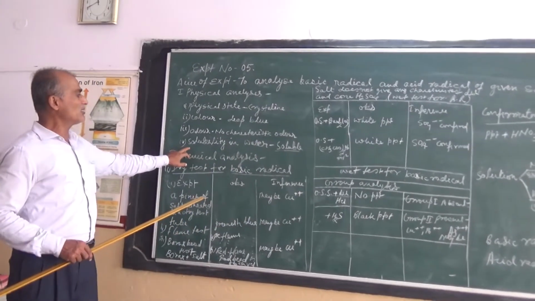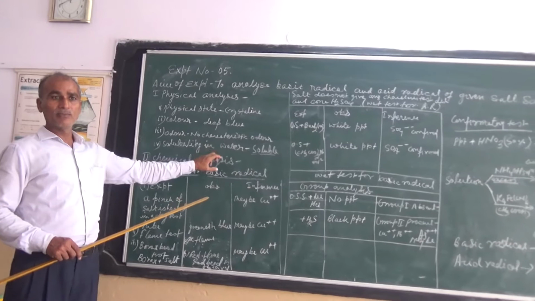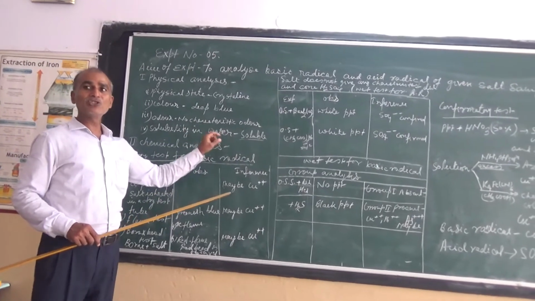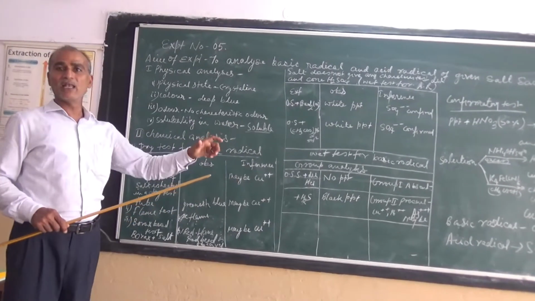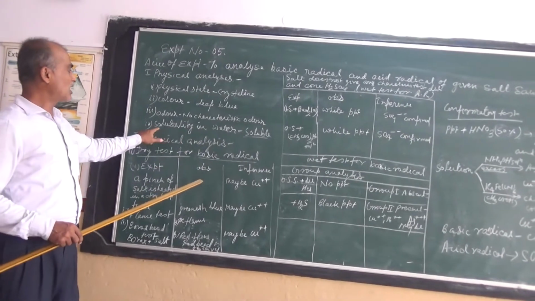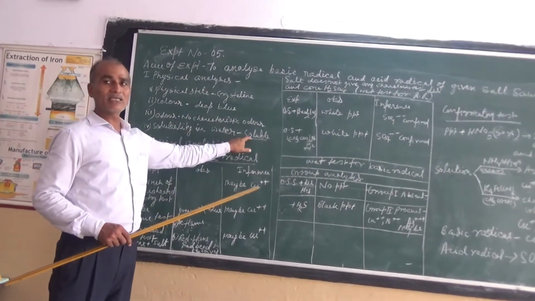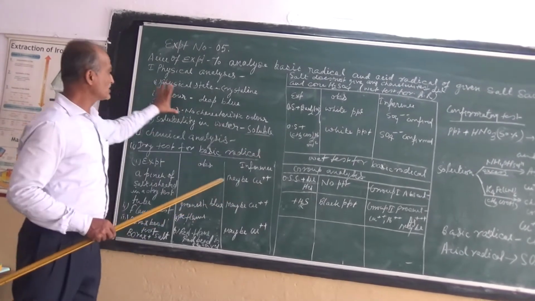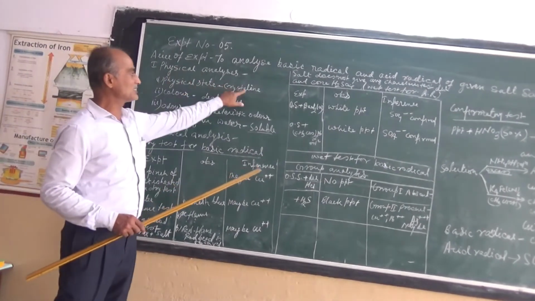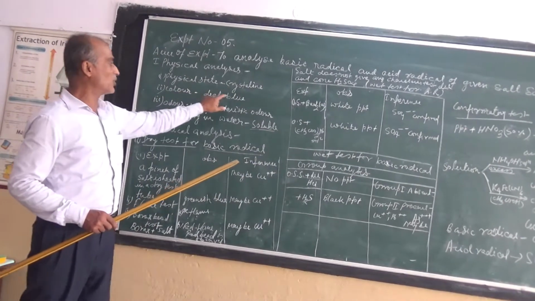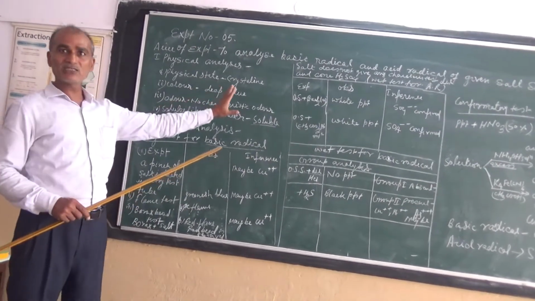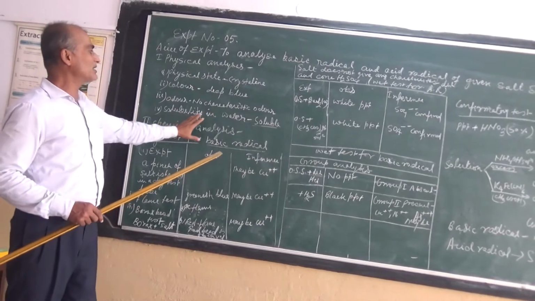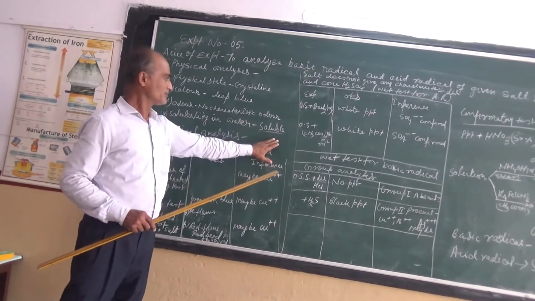The next is solubility in water. Take a test tube, add a pinch of the salt in it and shake it well. You will observe the salt gets dissolved in it, that is, the salt is soluble in water. This is your physical analysis. The state is crystalline, color is deep blue, odor no characteristic smell, and solubility, it is soluble in water.